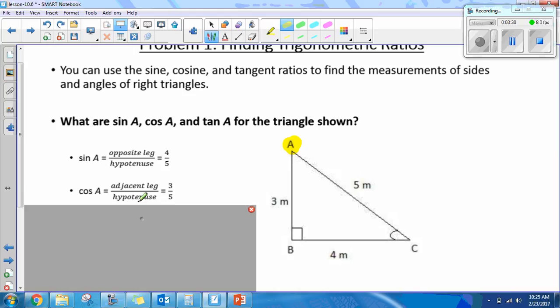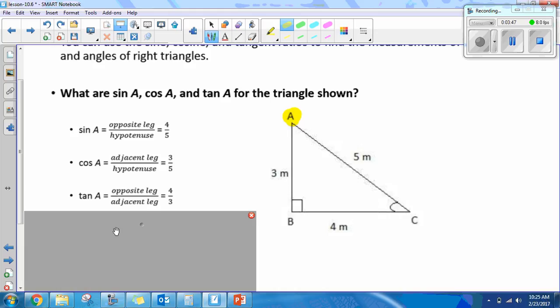Cosine of A is equal to the length of the adjacent leg, which is this one right here, and that measures 3, over the length of the hypotenuse, which is 5. So the cosine of angle A is equal to 3 over 5. The tangent of A is equal to the length of the opposite leg, which is 4 meters long, over the length of the adjacent leg, which is 3 meters long. So the tangent of A is equal to 4 over 3.